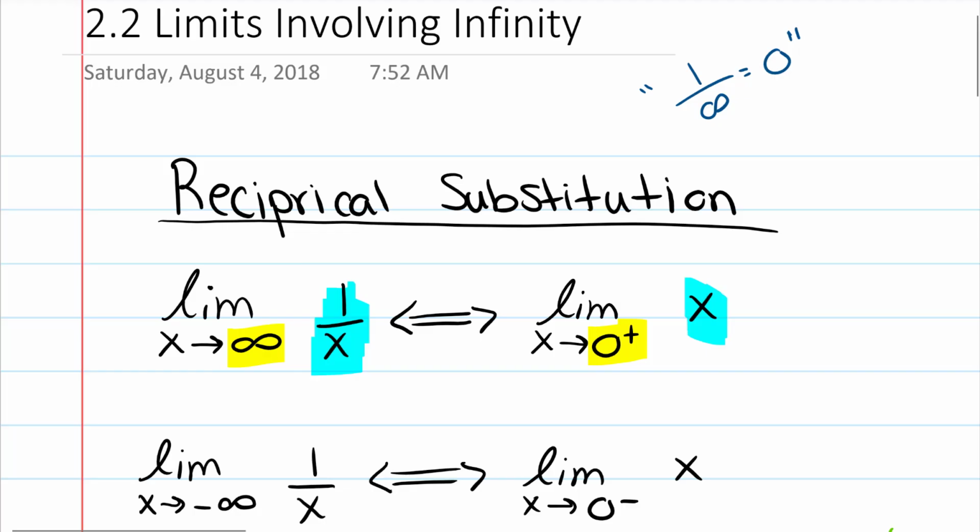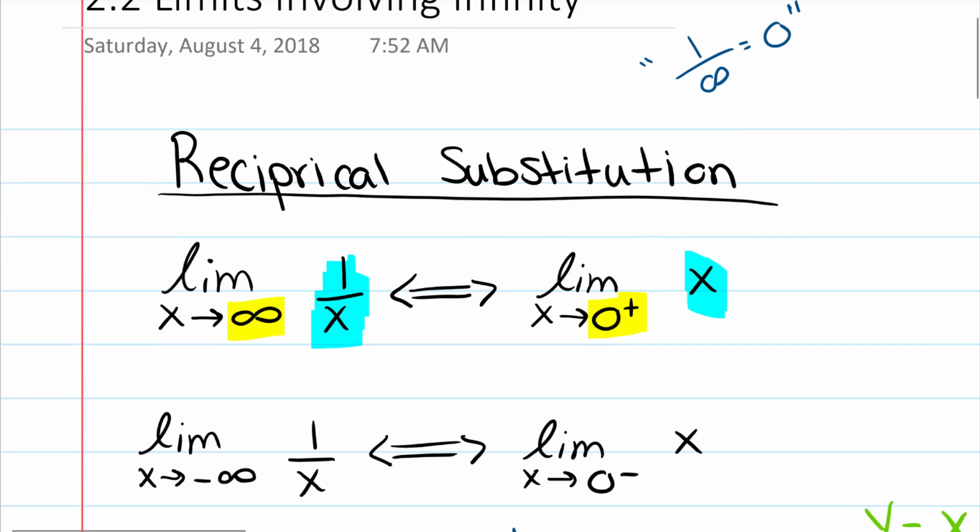This also works with negative infinity, but instead of looking at 0 from the right, we're going to look at 0 from the left. So I'm going to show you why this works and graphically how to represent it.